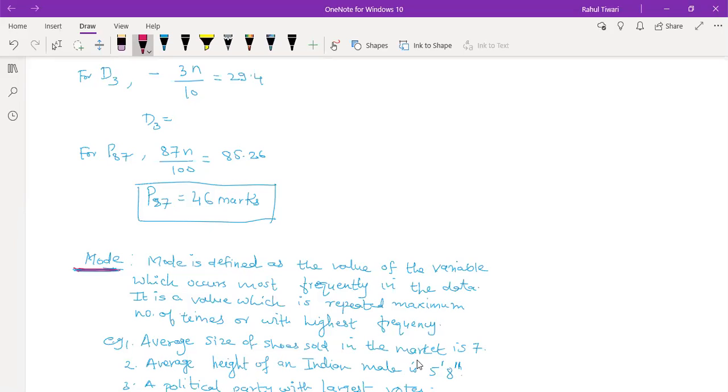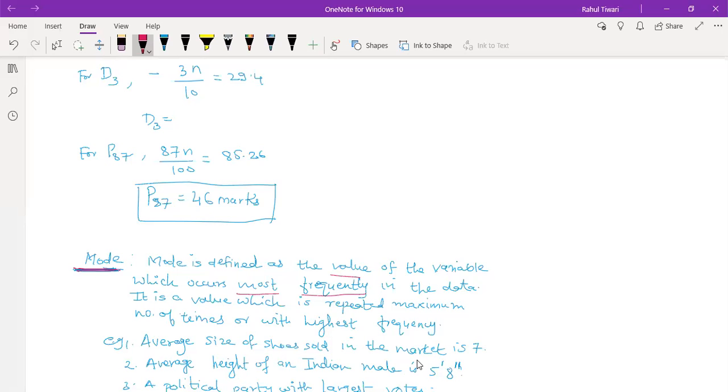Mode is the value of the variable which is occurring most frequently in the data set. That means which is occurring more number of times. That is in the case when we have simple raw data. But what happens if you have frequency data? Then the highest frequency, based on that, whatever the value of x you get, that becomes the mode. We will see how we calculate the mode while solving the examples.